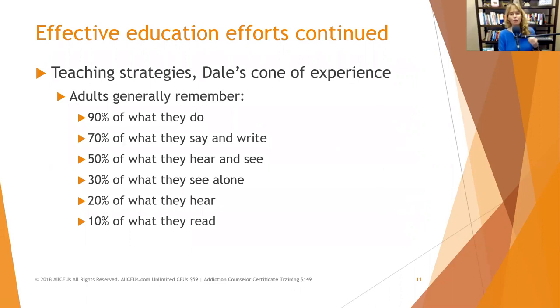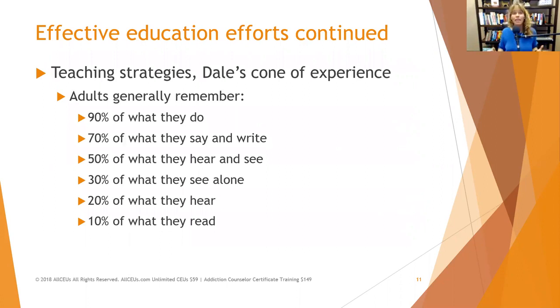They remember 30% of what they see alone. So if you're reading something, like think about the last time you read a recipe online and you weren't actually in the kitchen doing it. How much of that recipe did you remember? Probably not much. But if you actually were following it in the kitchen, then you probably remember a little bit more of it. We remember 20% of what we hear and 10% of what we read.